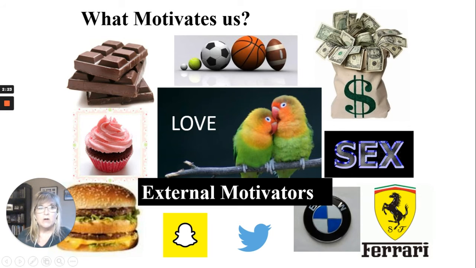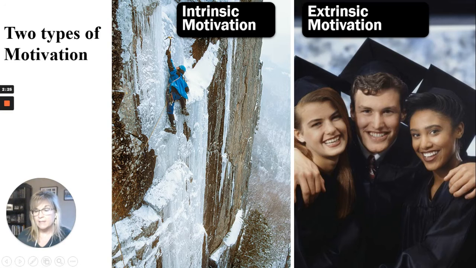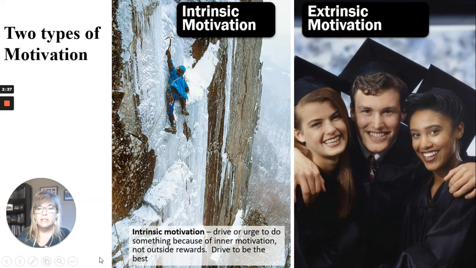These are all what we call external or extrinsic motivators. So there's two different types of motivation that we talk about. One is intrinsic motivation, and you can think of this as internal motivation and the extrinsic motivation as external motivation. But intrinsic motivation comes from within. So this guy is climbing this mountain for his own sense of accomplishment. He's not doing it for money or fame or fortune. He might get some, but that's not his goal.